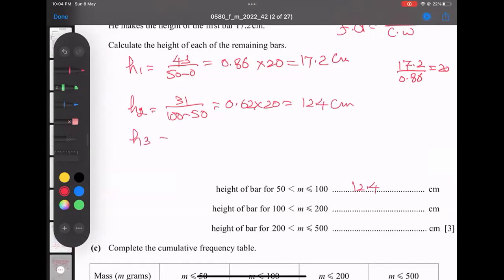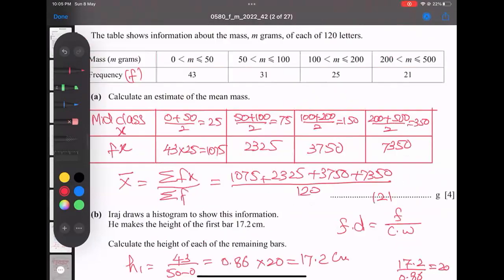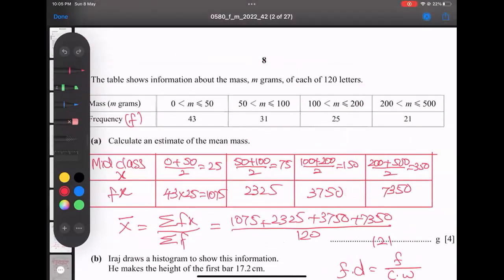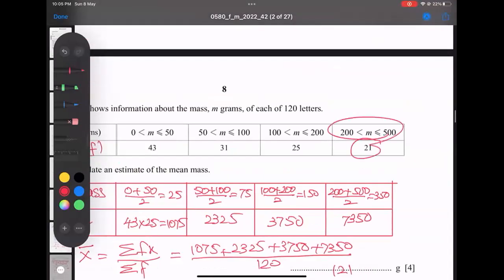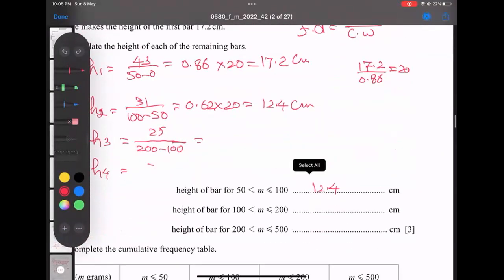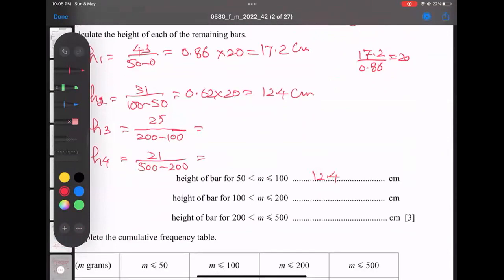Height number 3, then height number 4. Height number 3 is frequency 25, gap is 200 minus 100. The 4th column is 21 by 500 minus 200. So I think the idea is clear. Okay, so I'm finding it. 25 divided by 100, and I'm getting here 0.25, and this multiply by 20.